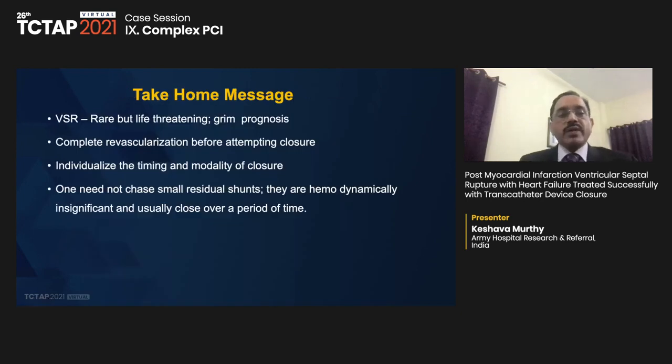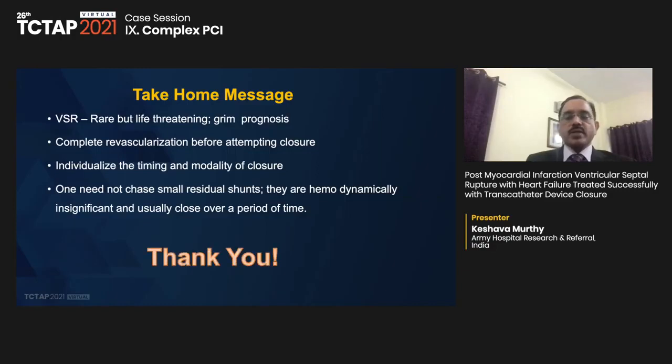So to conclude, ventricular septal rupture is a rare but life-threatening complication. It has got a dim prognosis. Complete revascularization should be done before attempting the closure. We have to individualize the timing and modality of closure. And one need not chase small residual shunts because they are hemodynamically insignificant and usually close over a period of time.